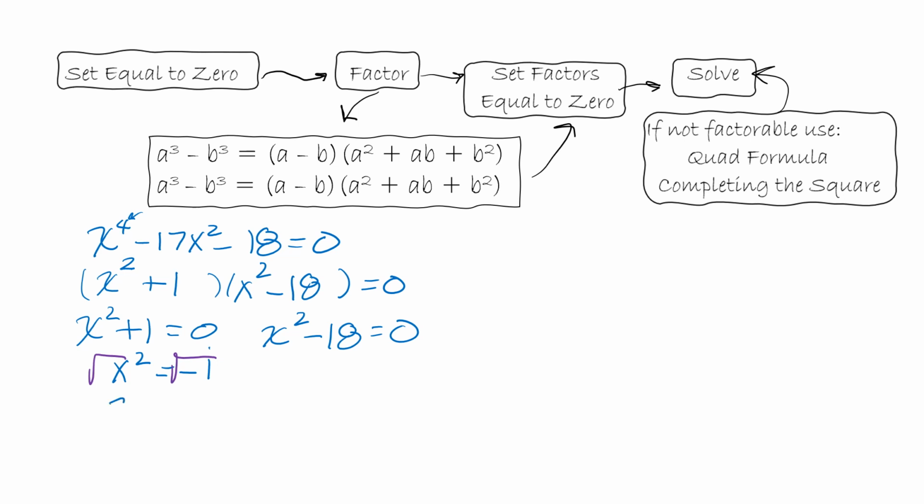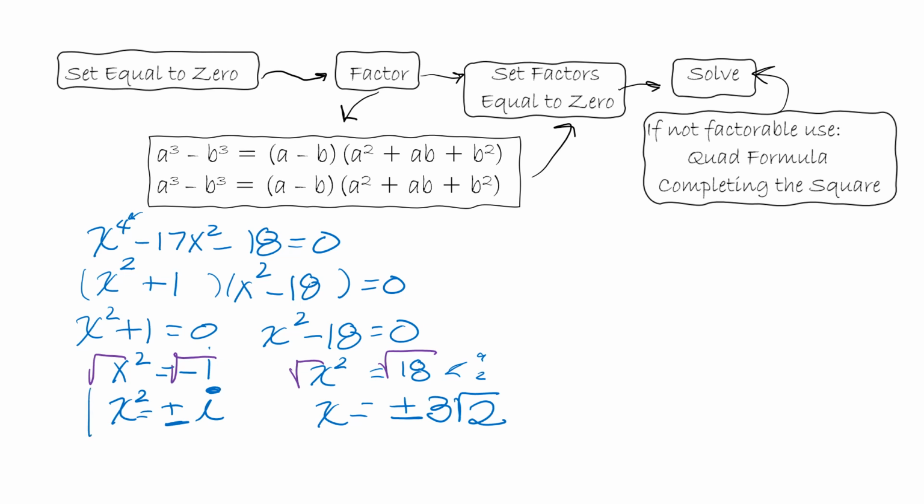okay, x is equal to positive and negative i. Okay, square root of negative 1 is i. And if I add 18, okay, x squared equals 18. When I take the square root, I'm going to get x equal to positive or negative. 18 is 9 times 2, so square root of 9 is 3, root 2. So here are my 4 zeros. Positive i, negative i, positive 3 root 2, and negative 3 root 2.